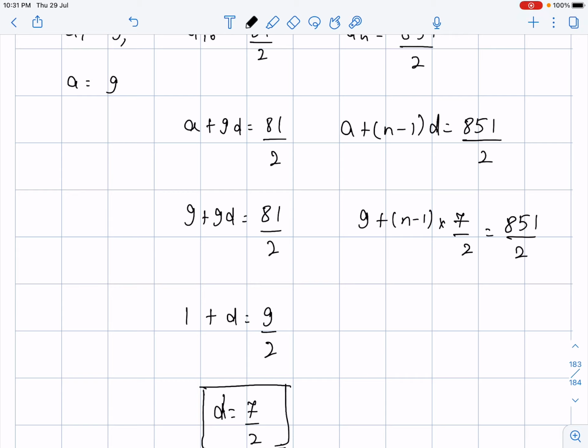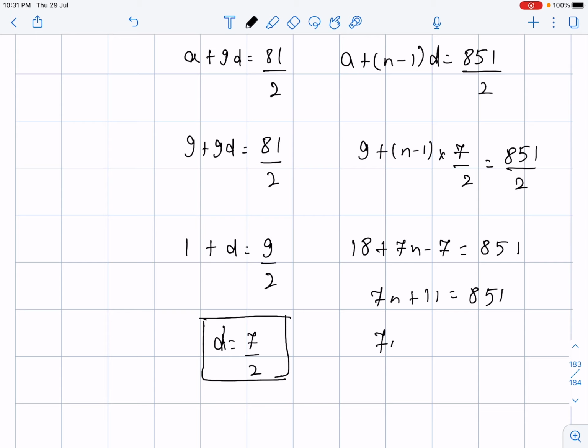Now throughout the equation I will multiply with 2. So 18 plus 7n minus 7 is equal to 851. That means 7n plus 11 is equal to 851. That means 7n is equal to 840. That means n is equal to 120. That means the arithmetic progression has 120 terms in it.